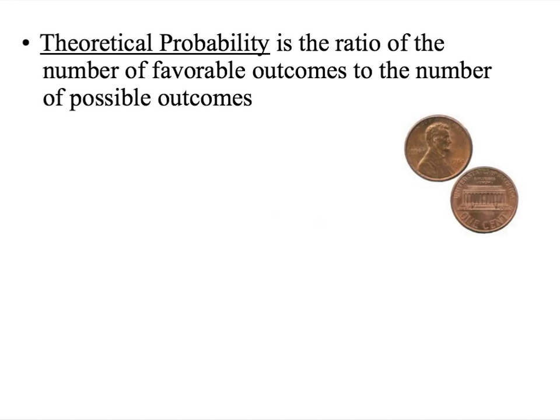On the other side, theoretical is the ratio of the number of favorable outcomes to the number of possible outcomes. It's just a theory. Back to my quarter or penny idea here. If I flipped a quarter or the penny 100 times, in theory, it should be 50 times heads and 50 times tails. The last slide was on experimental. That's actually doing it. So the difference between the two here is theoretical is what it should be, and experimental is what it actually is when you actually do it.